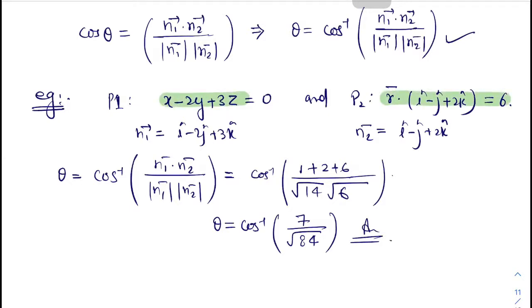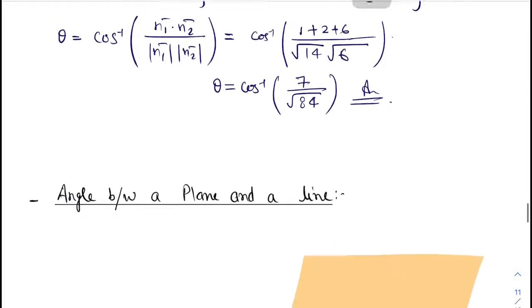Okay, so in order to find the angle between two planes, you will just have to find the angle between their respective normals. Moving on to the next topic, that is how to determine the angle between a plane and a line. Okay, so let us consider this to be a plane and a line like this.